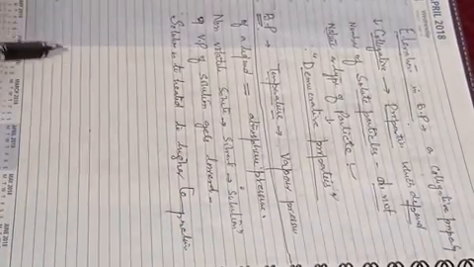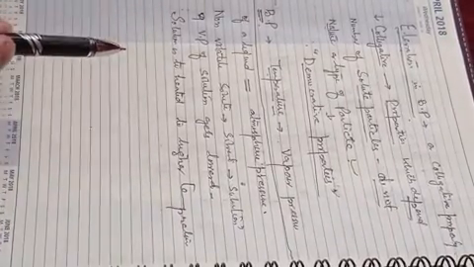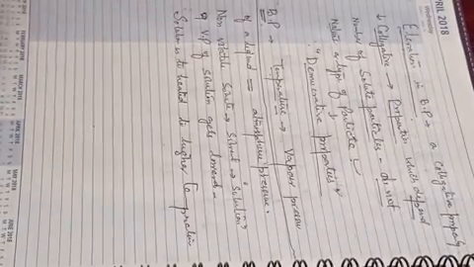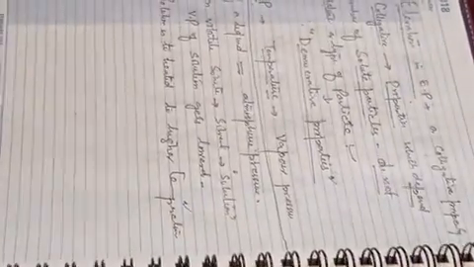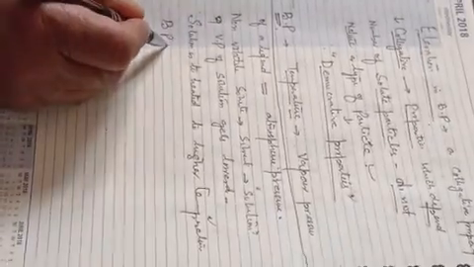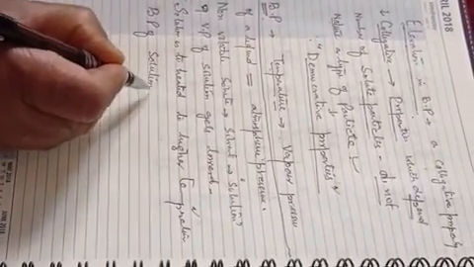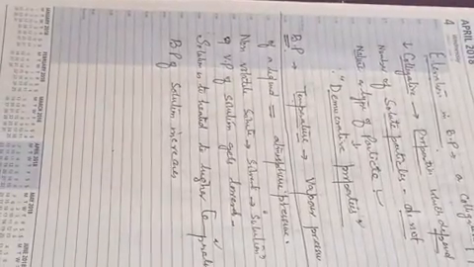When we add non-volatile solute, vapor pressure gets lowered. That means the vapor pressure of the solution is less than that of the solvent. So when we heat, the solution has to be heated to a higher temperature so that its vapor pressure becomes equal to the atmospheric pressure. That is, the boiling point of the solution increases as compared to that of the pure solvent.